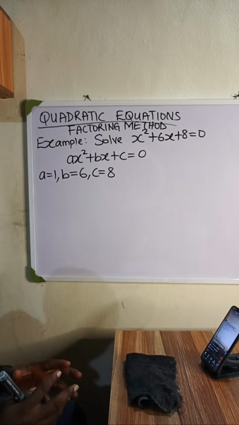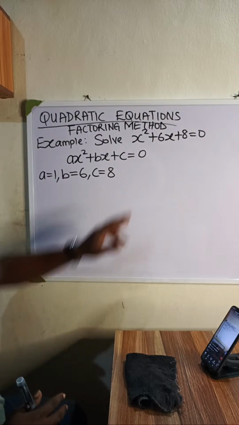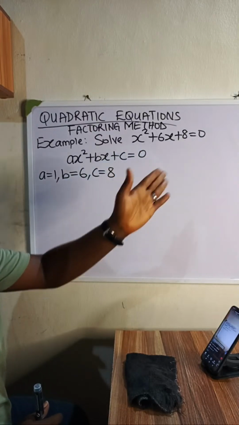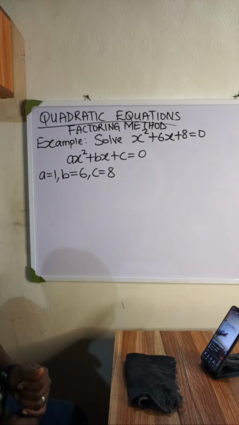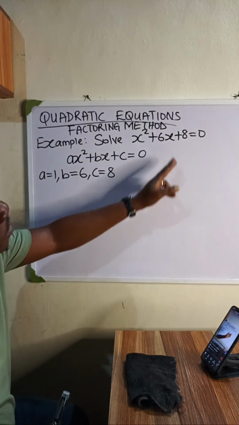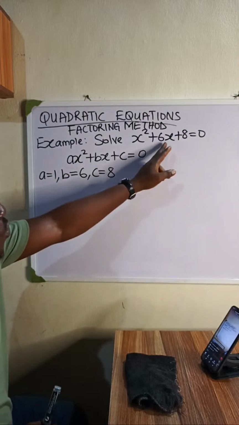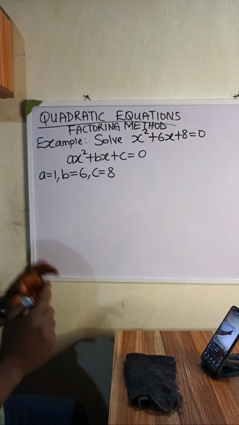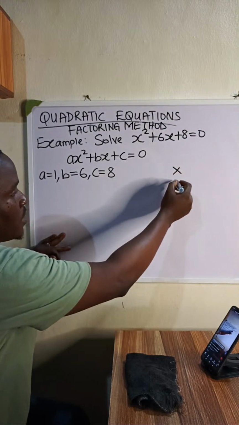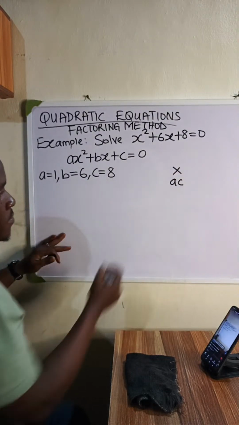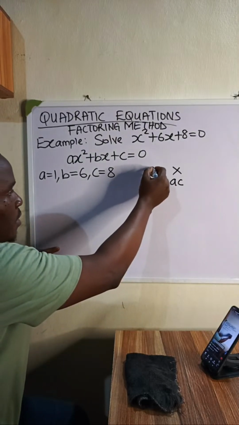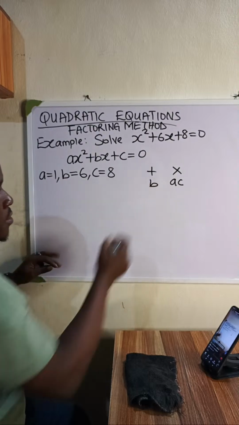So in that class, we looked at how to factorize by grouping. We cannot factorize this by grouping because we need 4 values to factorize by grouping. So that's why we're going to split this into 2. And how do we split this into 2? We are going to look for two numbers that will multiply themselves to give us AC. And those same two numbers will add themselves to give us B.